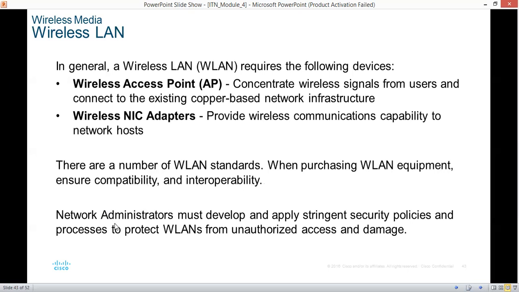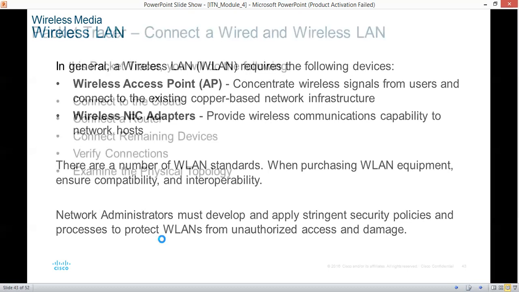So the network administrator must develop and apply stringent security policies and processes to protect the wireless LAN from unauthorized access and damage. So you could do maybe MAC filtering. You could actually increase the security of the network from 64-bit to maybe 128-bit encryption. That's wired equivalent encryption. You can do all of that just to see how you can beef up the security for the wireless.